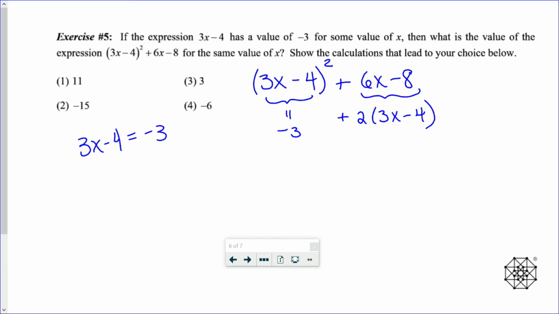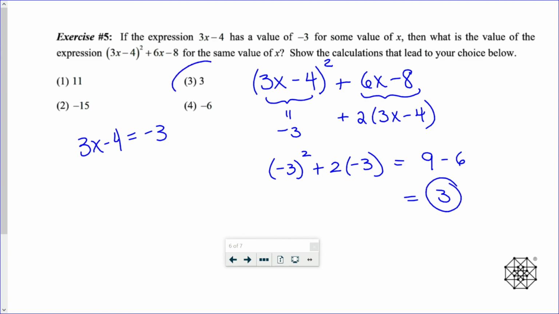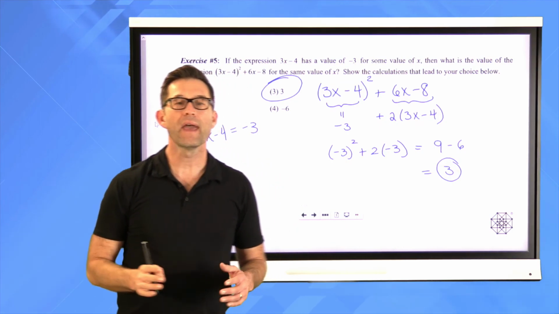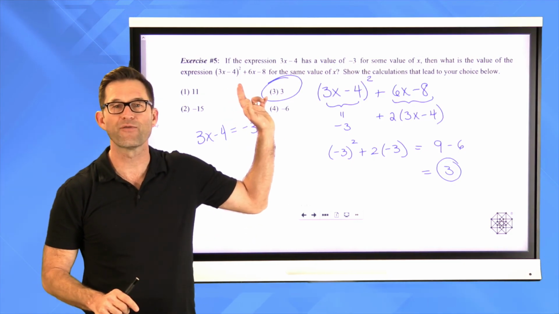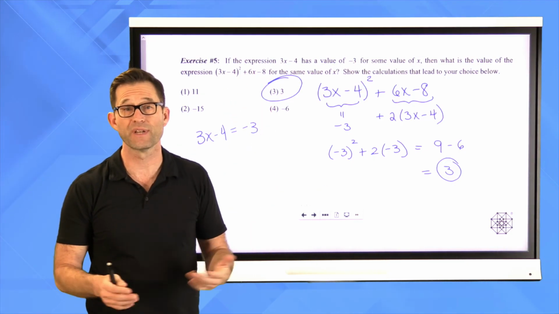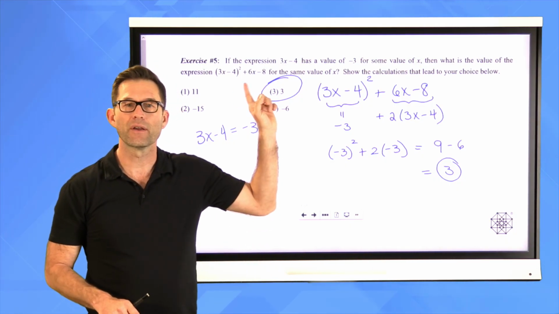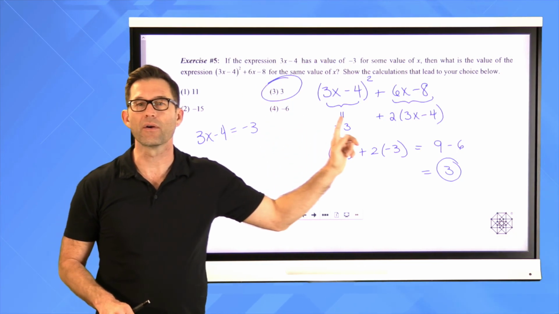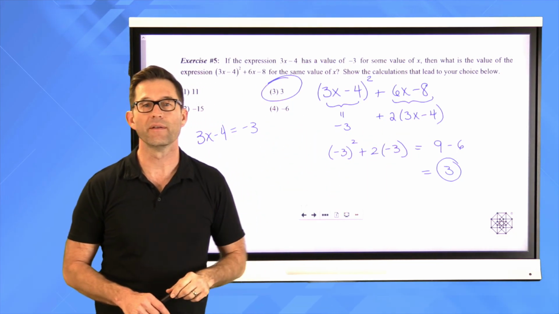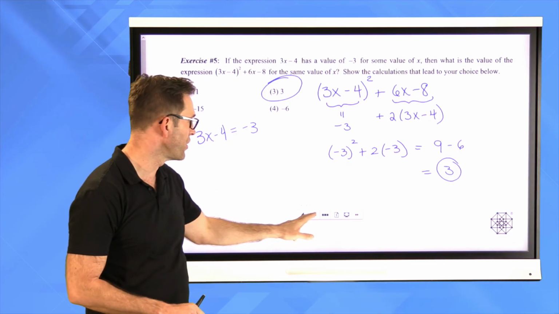So at the end of the day, I've got negative 3 quantity squared plus 2 times negative 3. Negative 3 times negative 3 is 9. 2 times negative 3 is negative 6. And 9 minus 6 is positive 3. And again, it's important for us to be able to look at 3x minus 4 squared and realize, well, if 3x minus 4 is negative 3, then 3x minus 4 squared is negative 3 squared. A little bit trickier when we have to think about the distributive property here in terms of getting that 3x minus 4 involved.